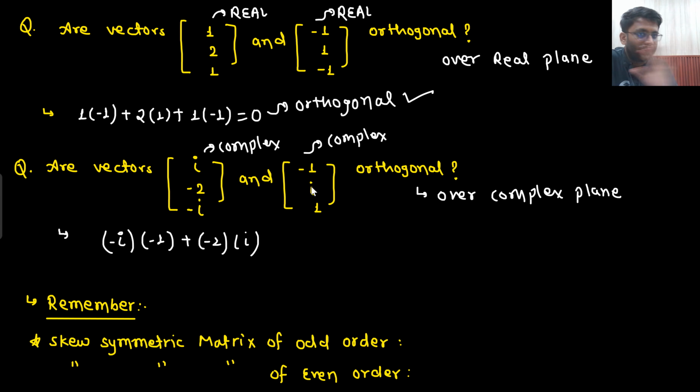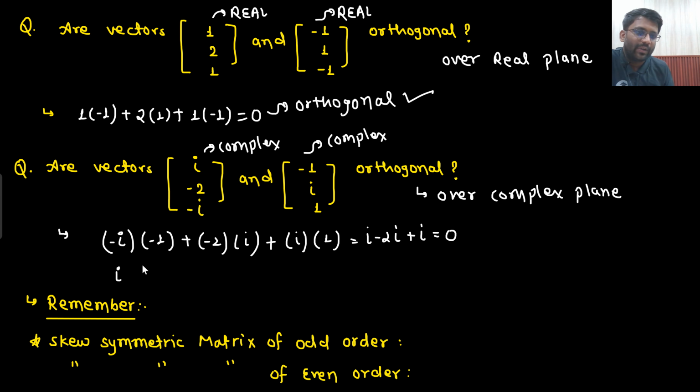This will remain as it is. This will not change. Only the conjugate of one vector. What will happen to minus iota? Minus iota will become plus iota and this one will remain as it is. What is the summation we are getting? This is iota, this is minus 2 iota and this is iota. What is the answer we are getting? 0 only.